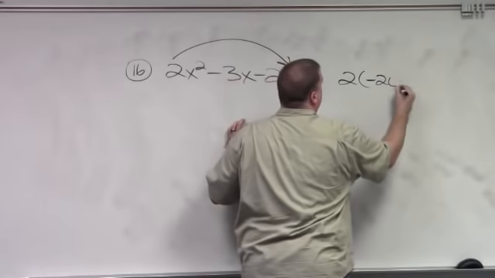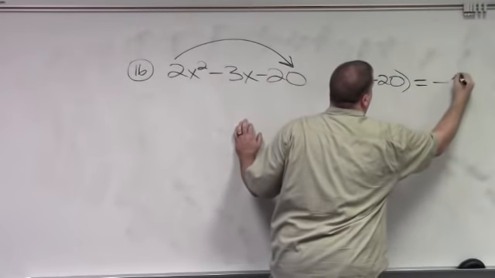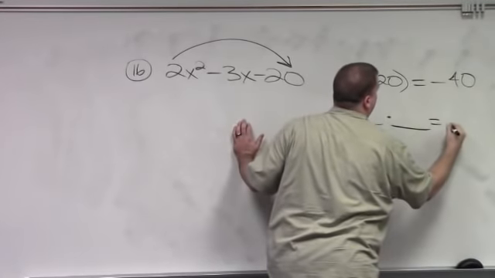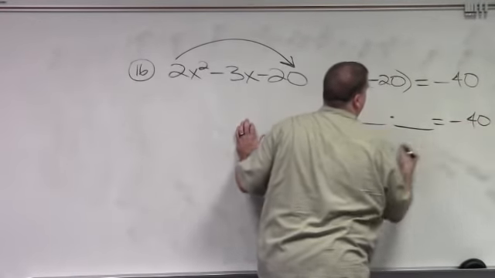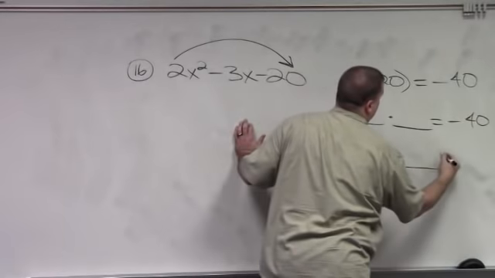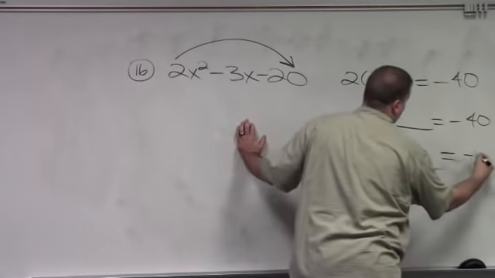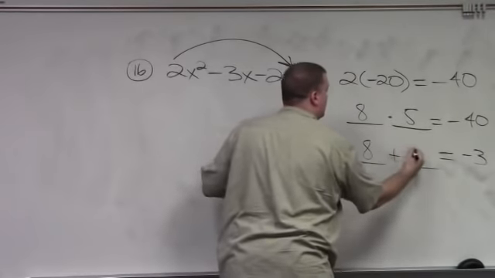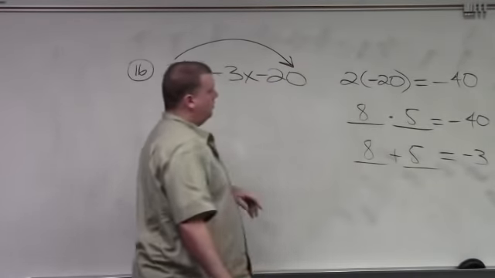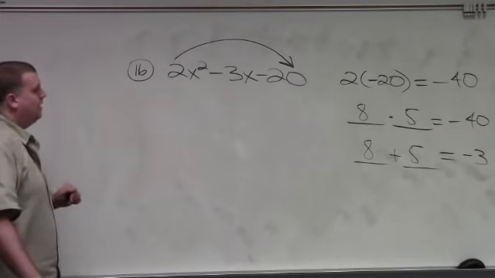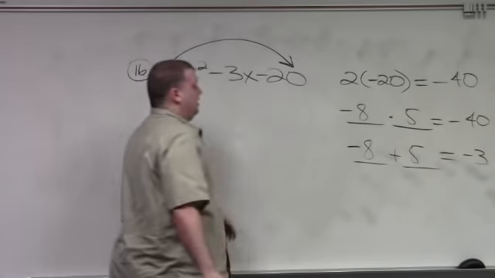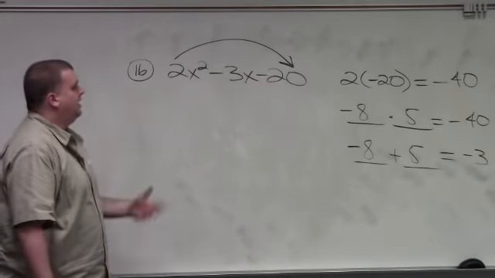2 times negative 20 is negative 40. So we're looking for 2 numbers that multiply to give us negative 40. Negative 8 plus 5, yeah. Which one would have to be negative? The 8, right? That's the only way we get a negative 3 out of that and a negative 40.